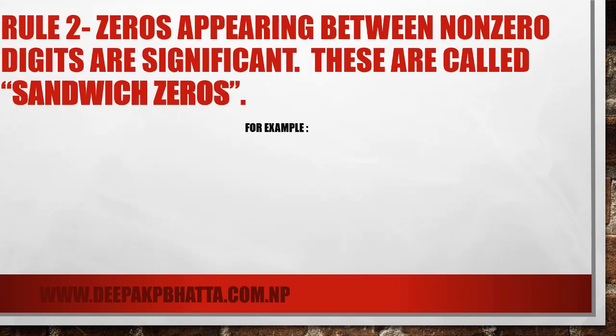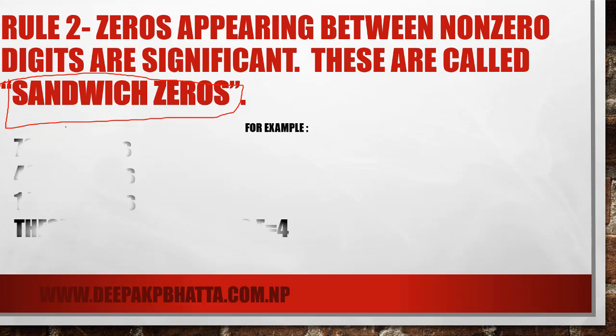Rule number 2. Zeros appearing between non-zero digits are significant. It means those zeros which come in between non-zero digits are significant. These zeros are called sandwich zeros. Those zeros which come in between non-zero digits are called sandwich zeros. These sandwich zeros are significant.